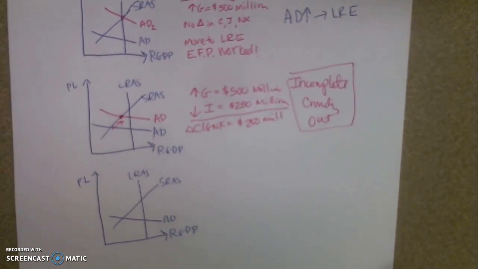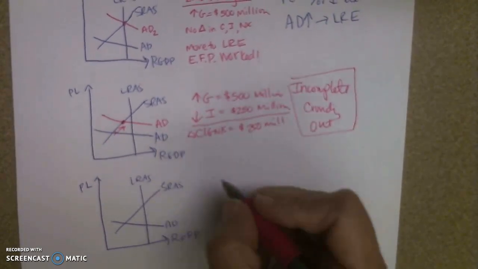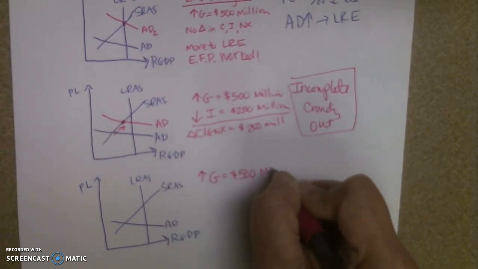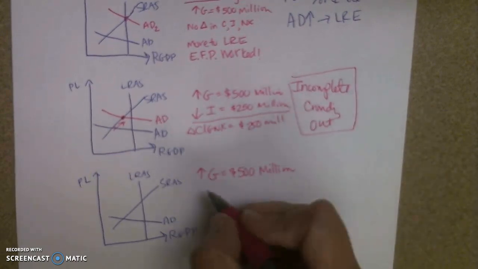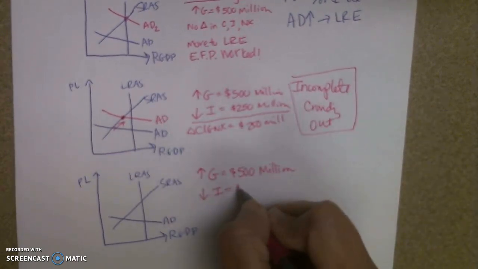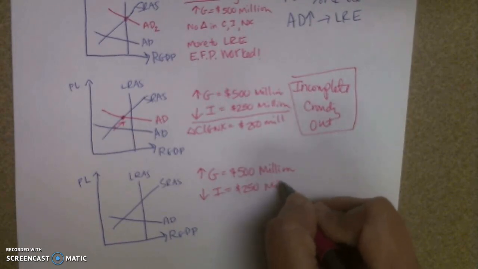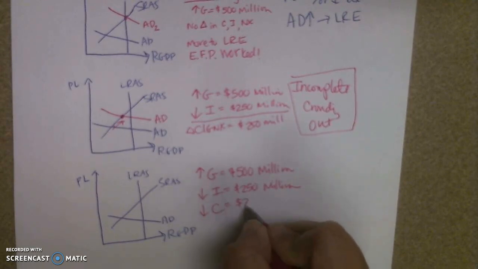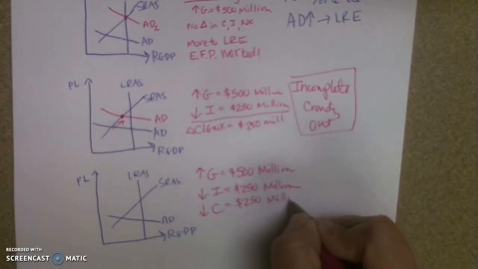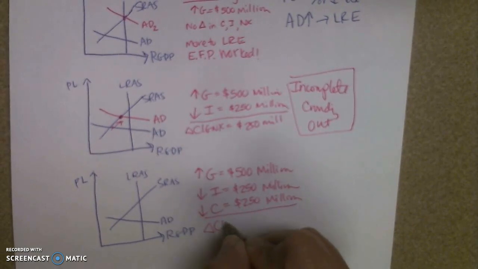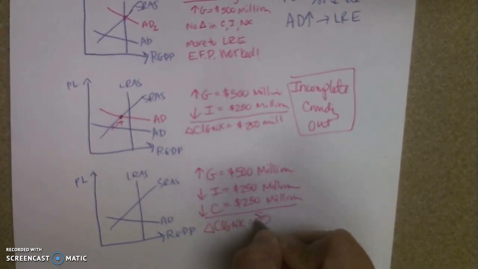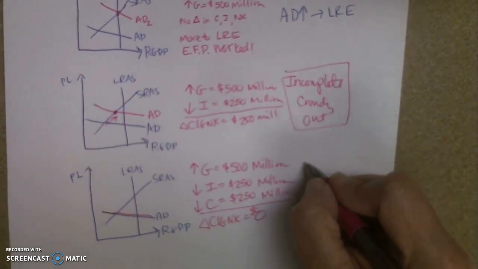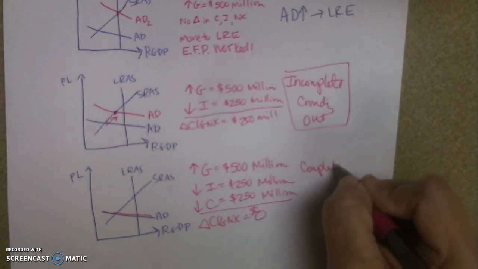All right, the third type of crowding out is when we have complete crowding out. So what happens is we increase government spending by $500 million through fiscal policy, thinking it's going to move us all the way. But at the same time, let's say investments go down by $250 million. And if that were all, we'd move part of the way, just not all the way to long run equilibrium. But let's say that at the same time, consumption goes down as well, $250 million, which makes our change in SIGNEX 0. So the AD curve doesn't move at all. It stays exactly where it is. And we call this complete crowding out.